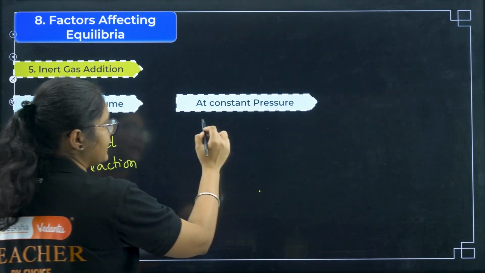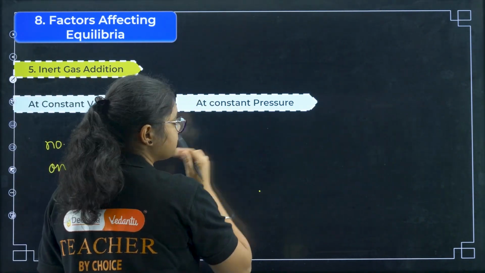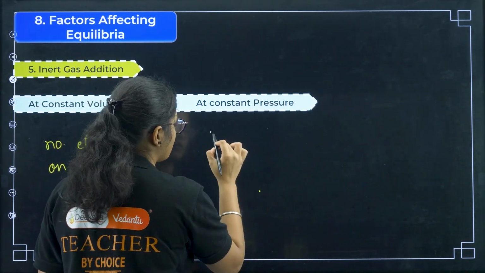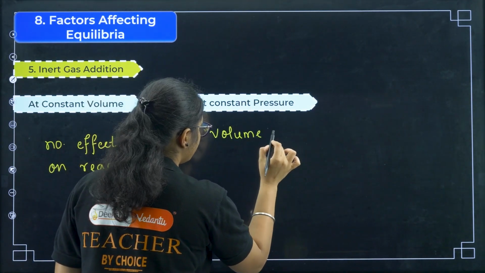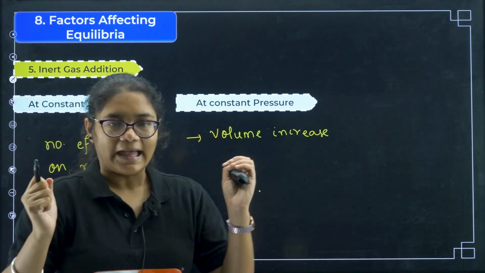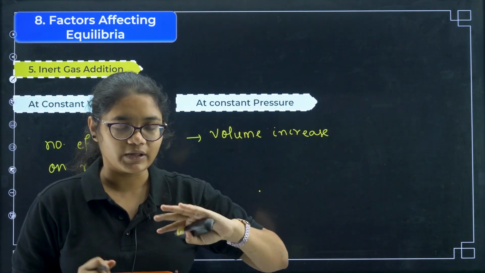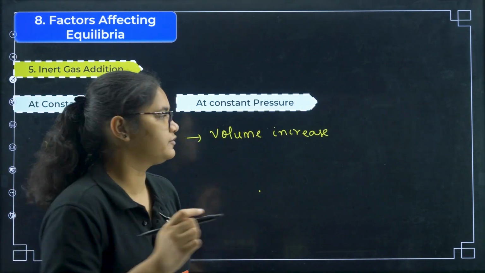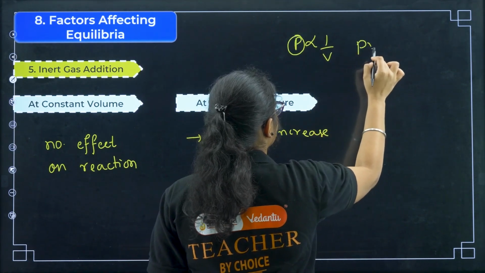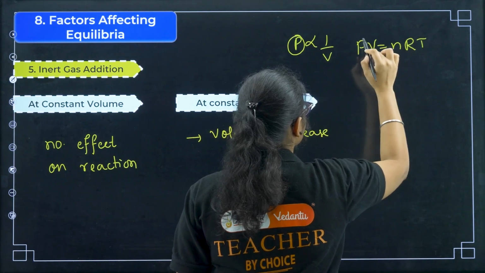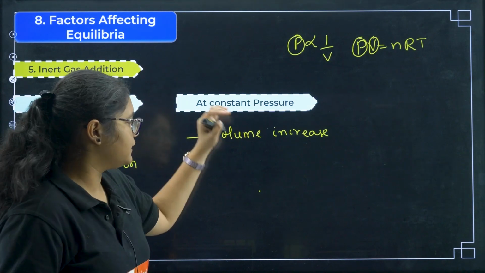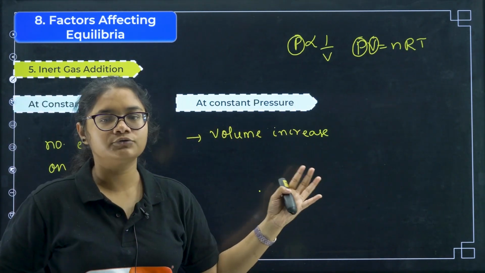But if you are adding any inert gas at constant pressure, what happens here? To maintain that constant pressure, the volume increases. Suppose a system is there, and you have added some extra inert gas to that, and you want to maintain the constant pressure. We have this equation, PV equal to nRT, right? So if you want constant pressure, then volume should also increase, right? So if you are adding any inert gas to maintain that constant pressure, the volume should increase.